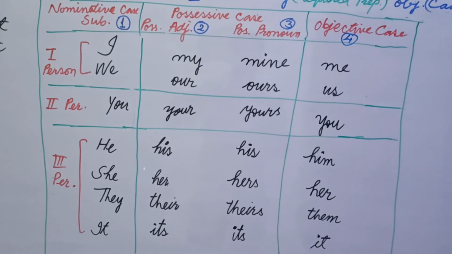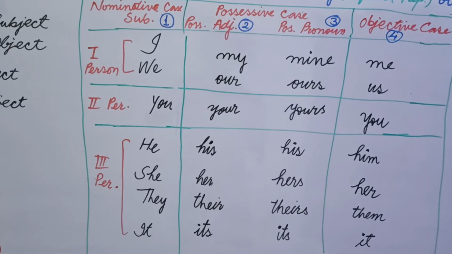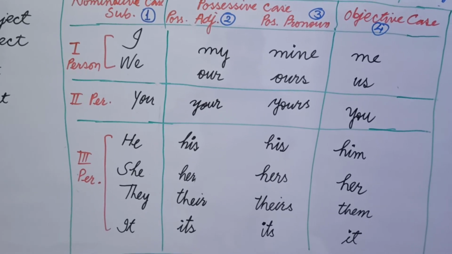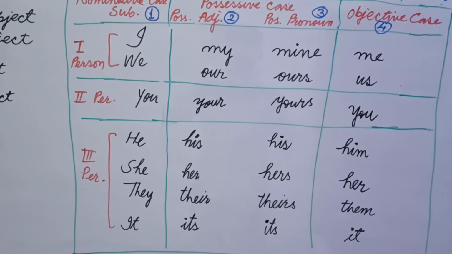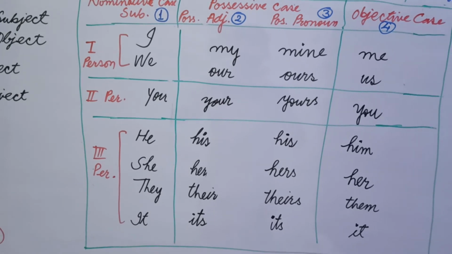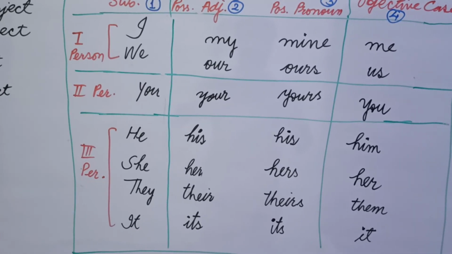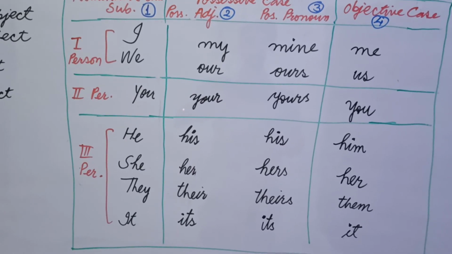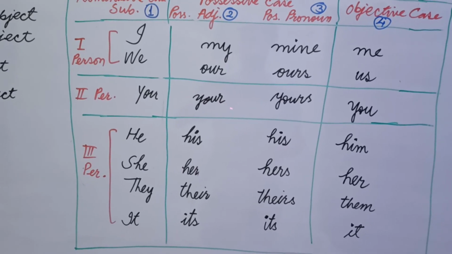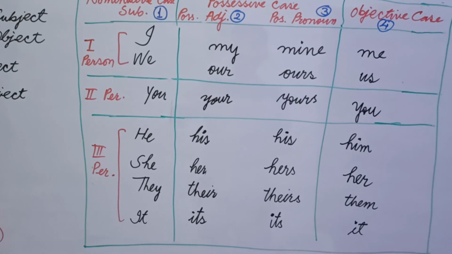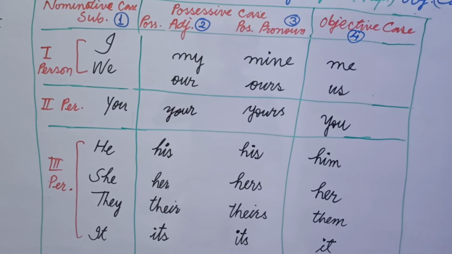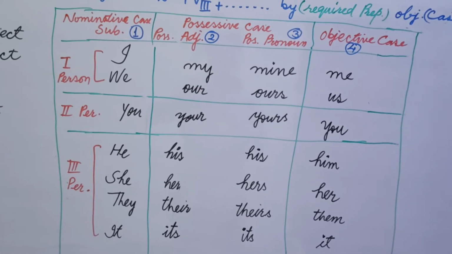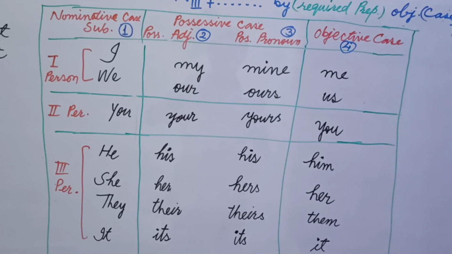These words are adjectives because an adjective says something additional to the sense of a noun. An adjective is a quality that is added to a noun. My is added with a noun, our is added with a noun, your is added with a noun. In the same way these words continue. These are possessive adjectives. It means with these words you must use a noun.